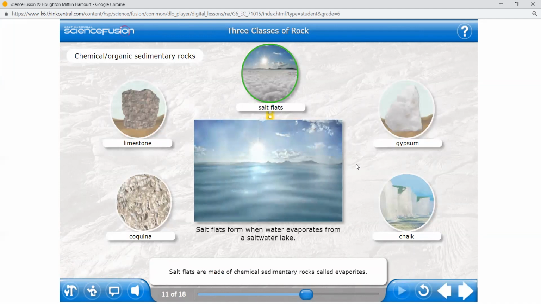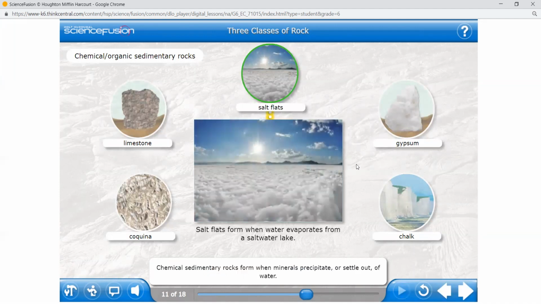Salt flats are made of chemical sedimentary rocks called evaporites. Chemical sedimentary rocks form when minerals precipitate or settle out of water. Salt flats also form when the water from a saltwater lake evaporates, leaving salt behind that forms a chemical sedimentary rock.